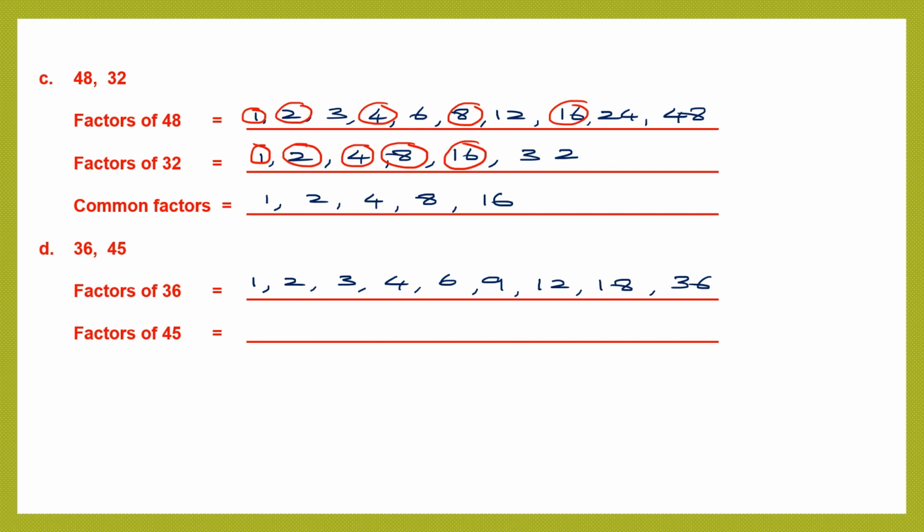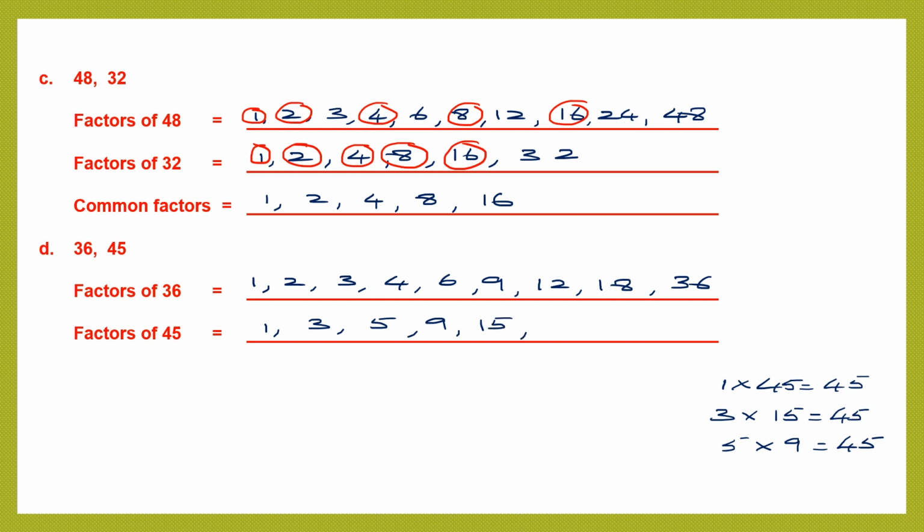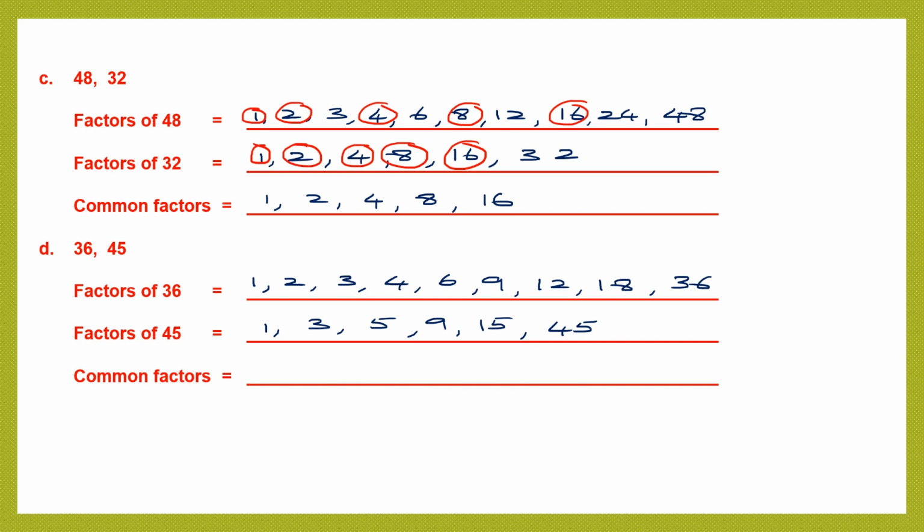Now the factors of 45. So 1 into 45 is 45. Let's try with 3. 3 into 15. 15 threes are 45. Then 4, no, 5. 5 nines are 45. That's all. So here what are our factors? 1, 3, 5, 9, 15 and 45. So let's look for the common factors.